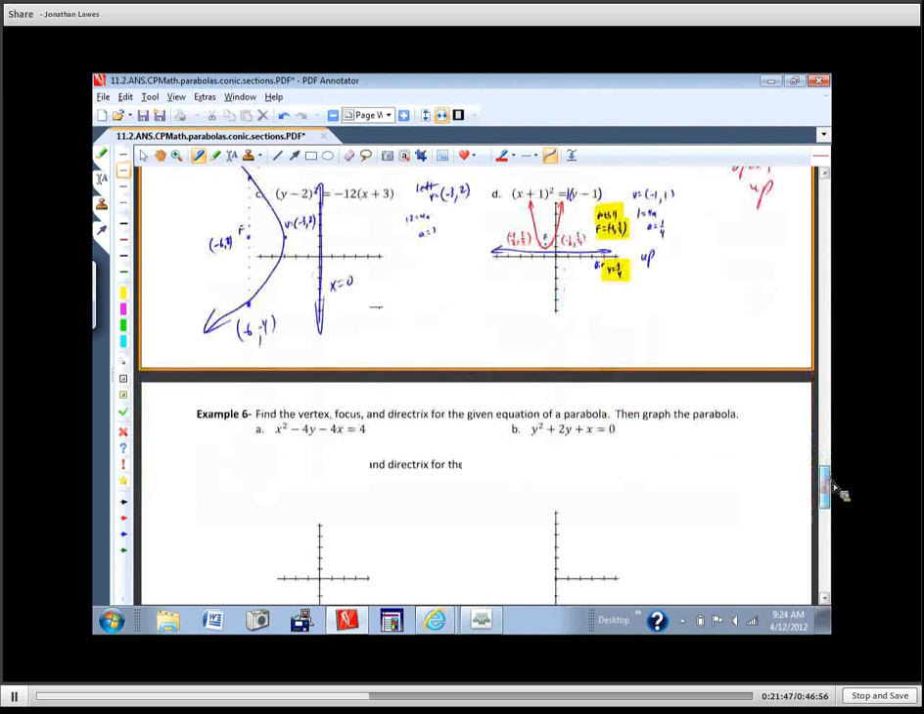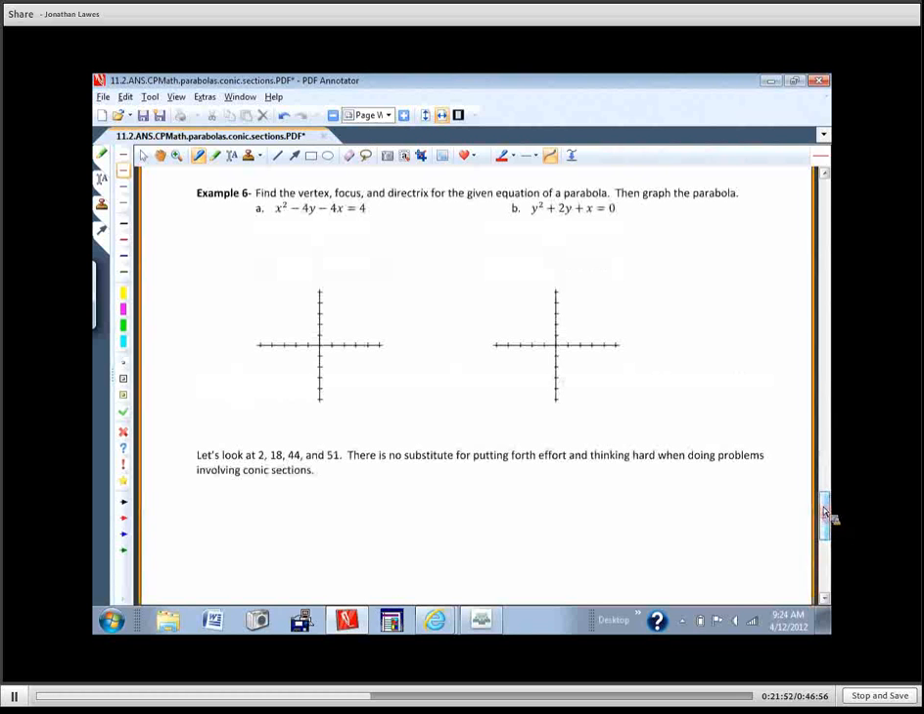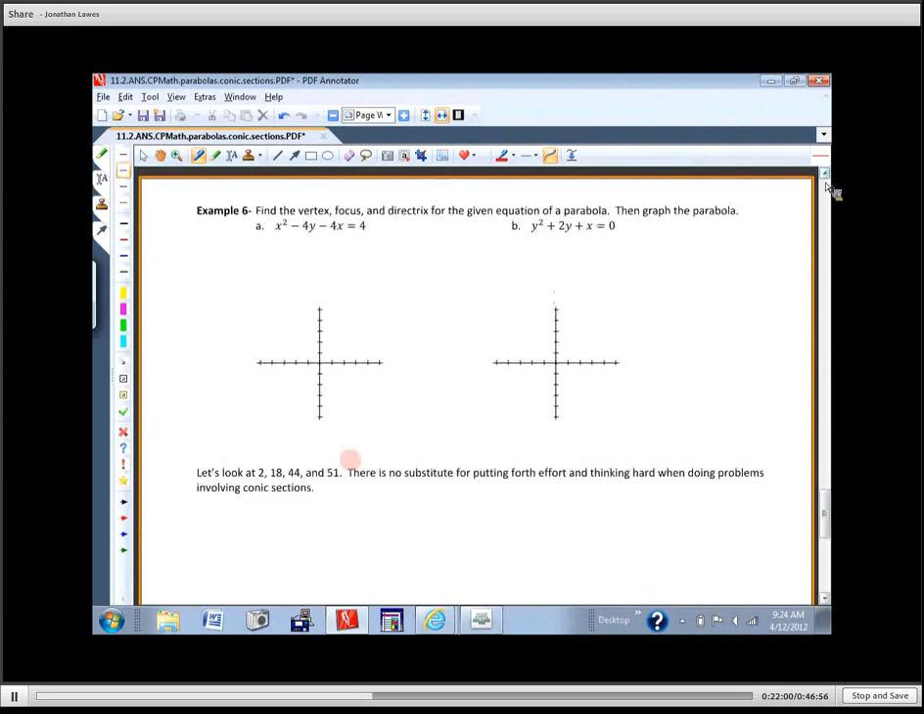Okay, let's flip the page over and let's do these last couple. Got 2 problems to do here, and then we're going to look at a few problems from the assignment just to kind of draw some similarities between the assignment and what we've done in the notes. It says find the vertex, focus, and directrix of the given equation of the parabola, and then graph the parabola. So what's wrong with these 2 examples?